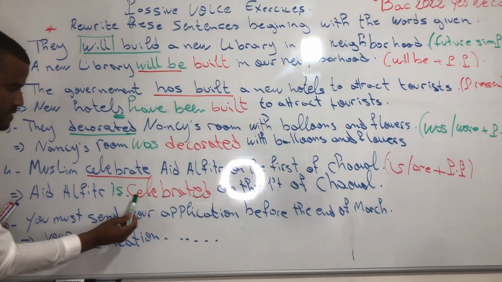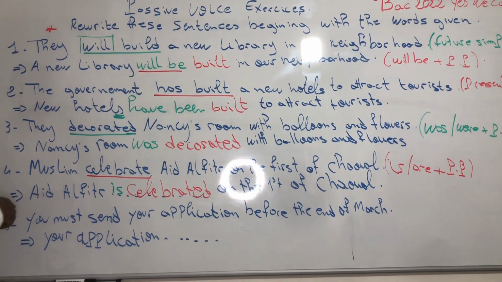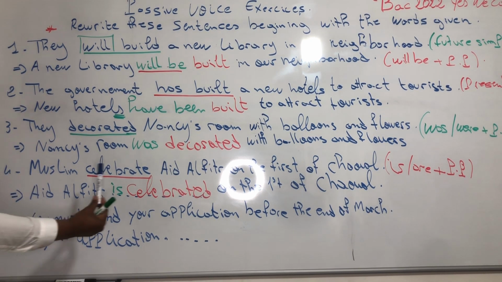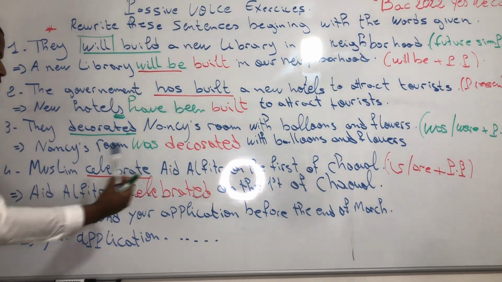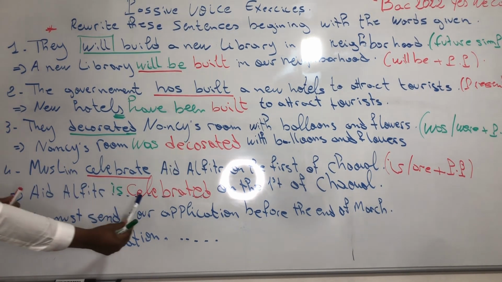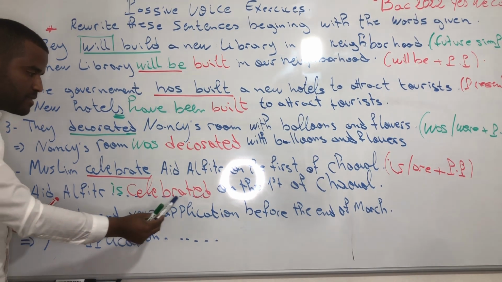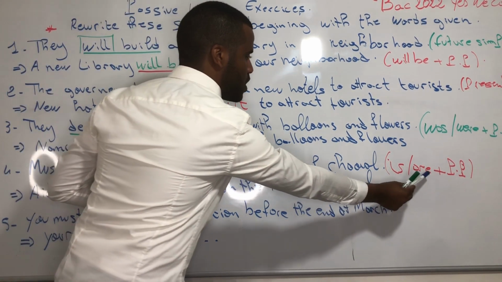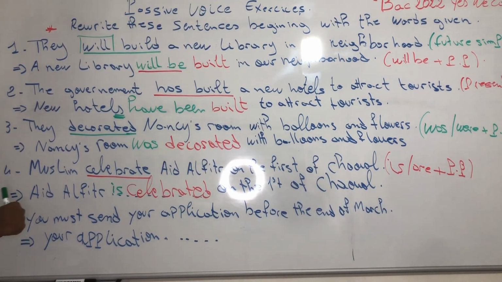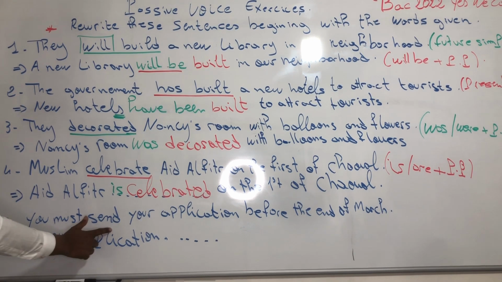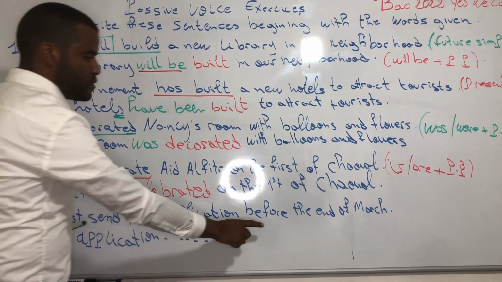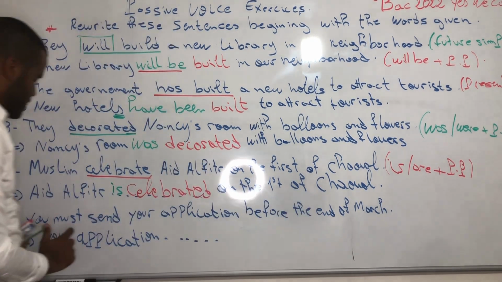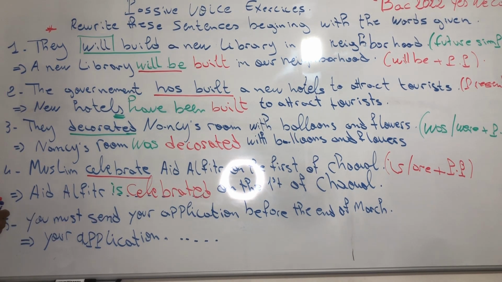Eid al-Fitr is celebrated. Okay, يعني إذا كانت عندنا واحد الجملة simple present, okay, we have to conjugate the verb to be in simple present and add the past participle of the verb. Okay, means that is or are plus the past participle of the verb. So we move to the next one. You must send your application before the end of March.